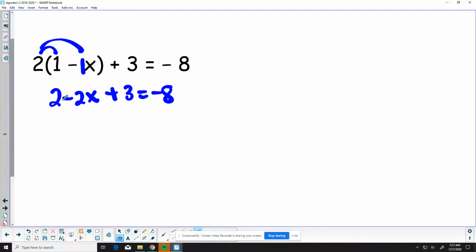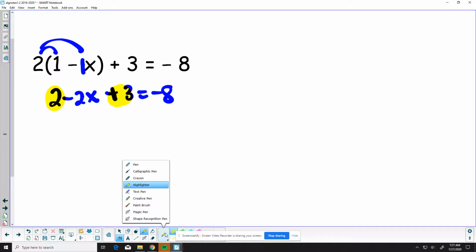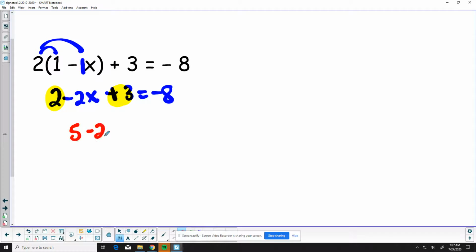Then on the left, notice that there are 3 terms and 2 of them need to be combined. So I need to combine the positive 2 and the positive 3 before I go any further. I don't want to start moving things around until I combine like terms. So 5 minus 2x equals negative 8.